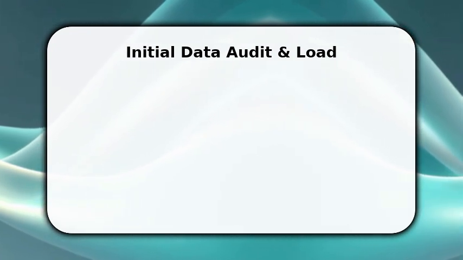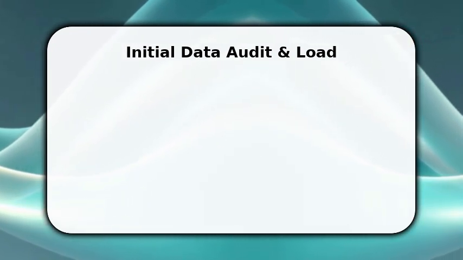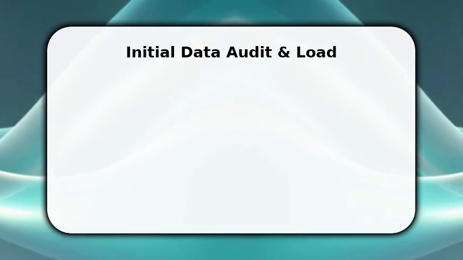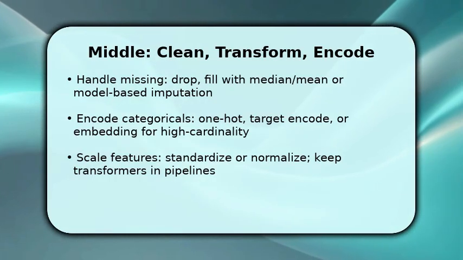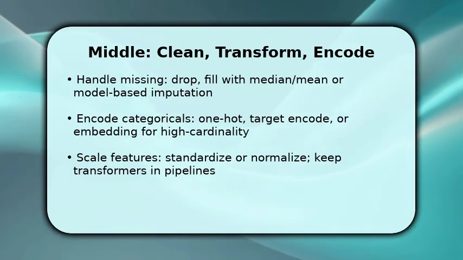Now you apply robust cleaning. Choose principled imputation for missing values and explain why. For example, median for skewed numeric fields to reduce outlier impact.